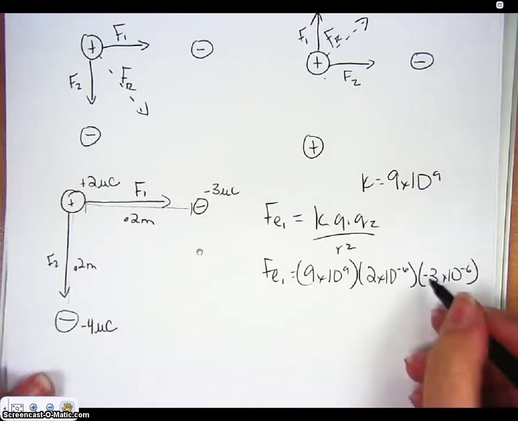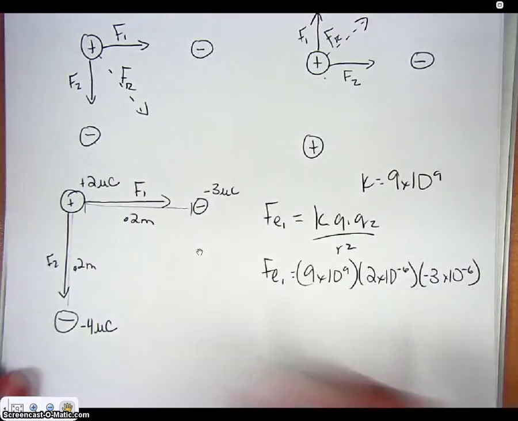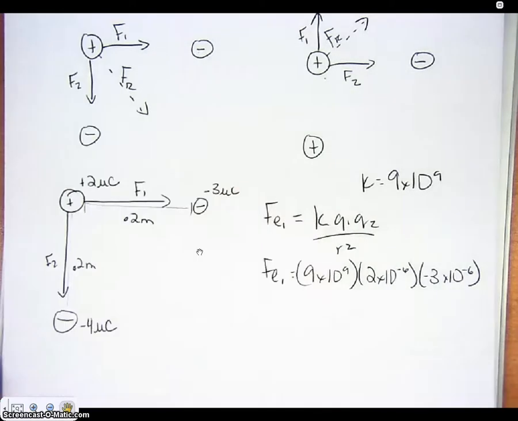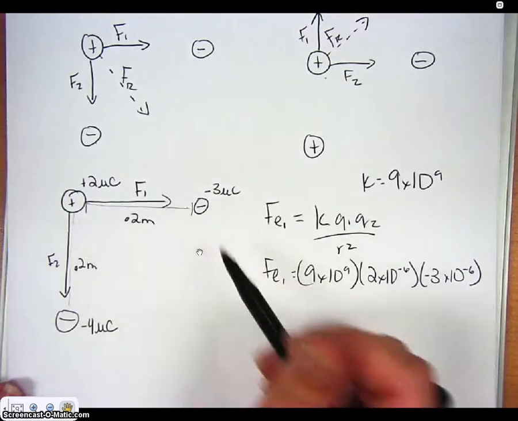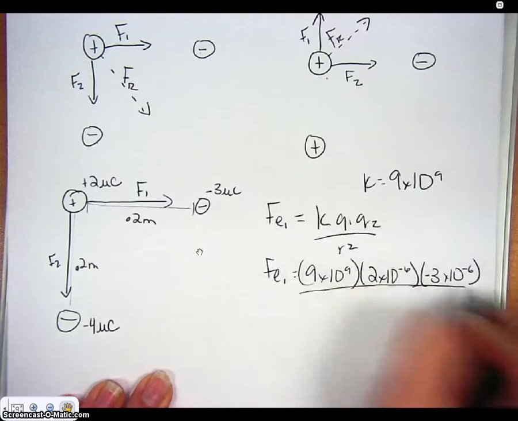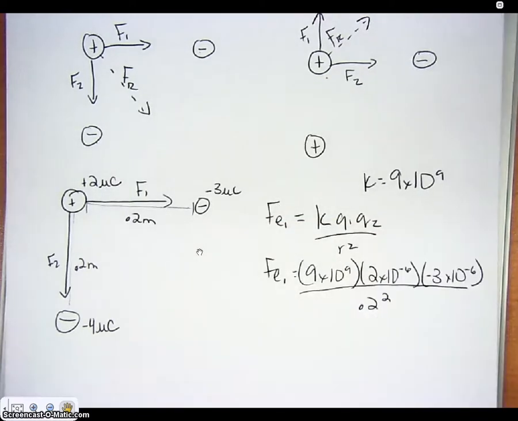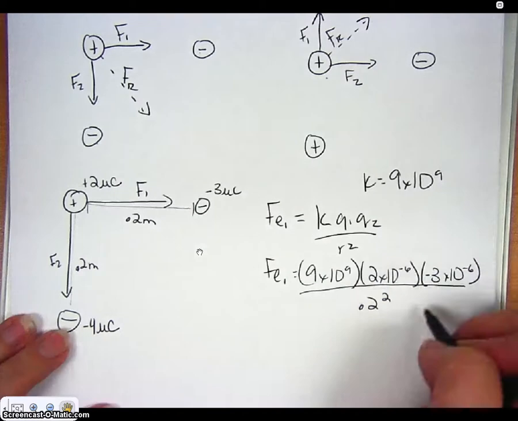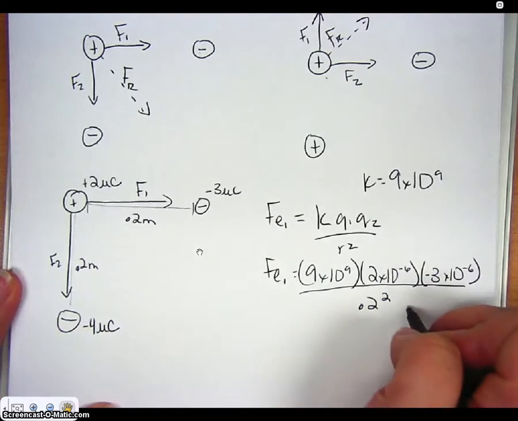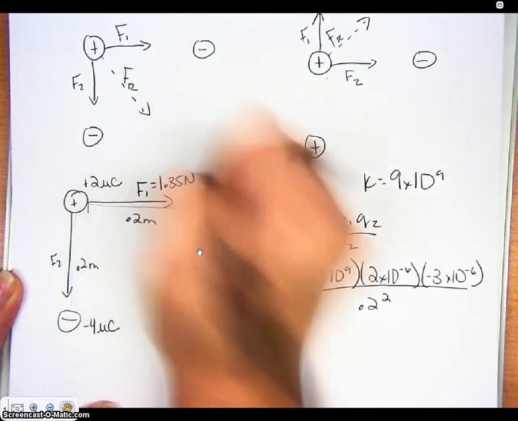And really, the negative is just going to help you to determine the direction. I just like to ignore negative and positive and use my vector method to figure out direction. Okay, and then all over the distance apart squared, so 0.2 squared. And if you punch that all into your calculator, you actually get that that's equivalent to 1.35 newtons. So right here it's 1.35 newtons.